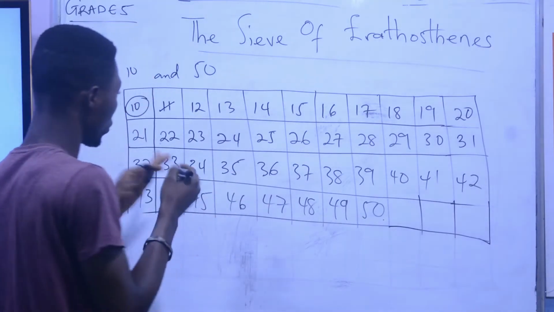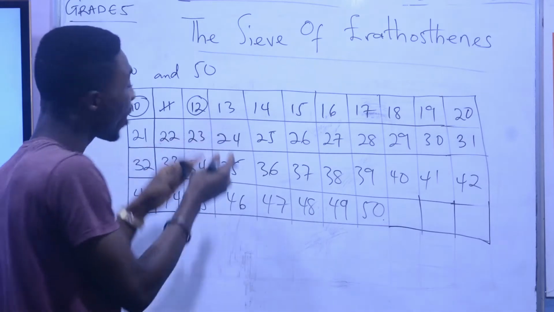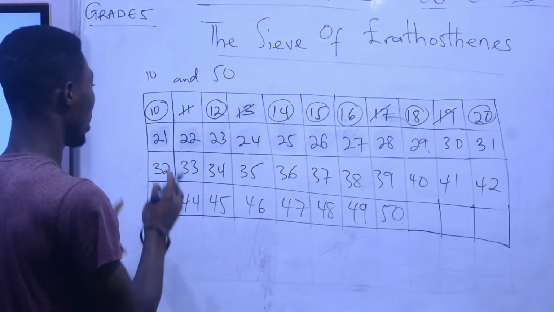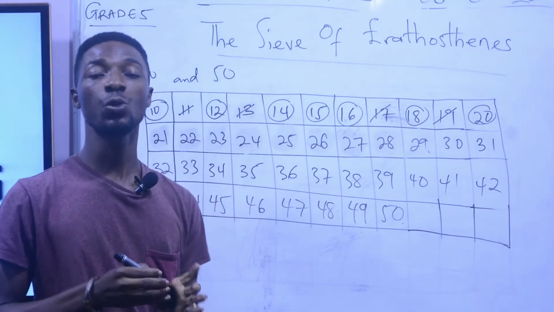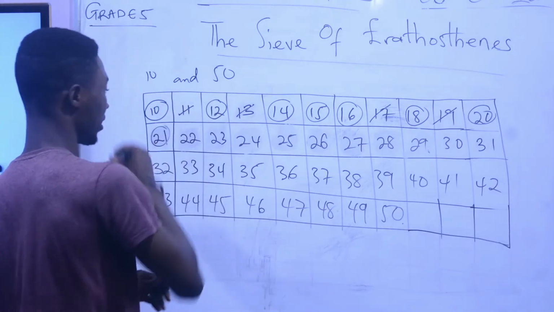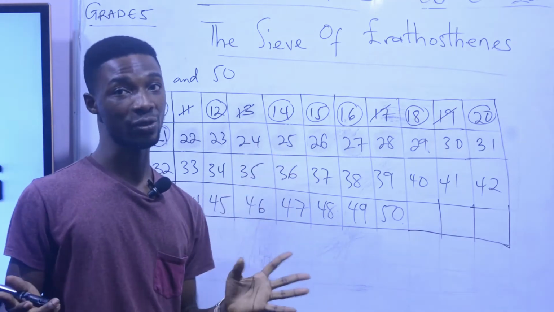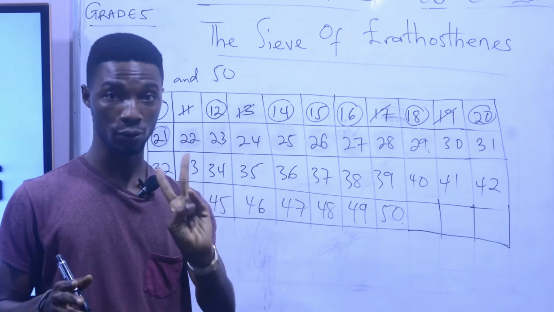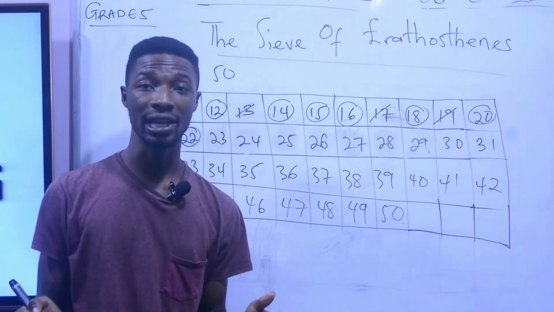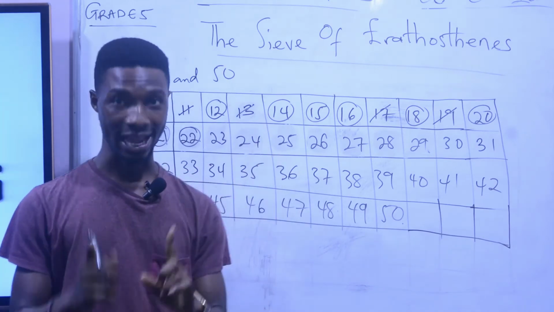I move on to 12. Is 12 a prime number? No. 12 has many factors, therefore I circle it. What about 13? Yes, it has only two factors, 1 and itself, so I cancel it. So what about 21? How many factors does 21 have? 21 has 4 factors, therefore it is not a prime number. So I circle it. What about 22? 22 has factors 1, 2, 11, and 22, 4, right? A prime number is supposed to have only 2 factors, 1 and itself. So I circle 22, it isn't a prime number. What about 23? 23 has only 2 factors, 1 and 23, so it's a prime number. I cancel it, right?